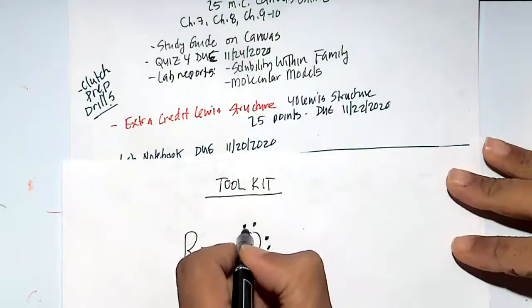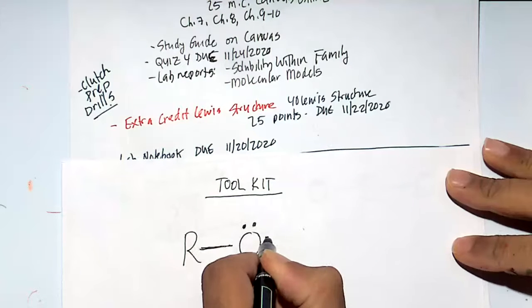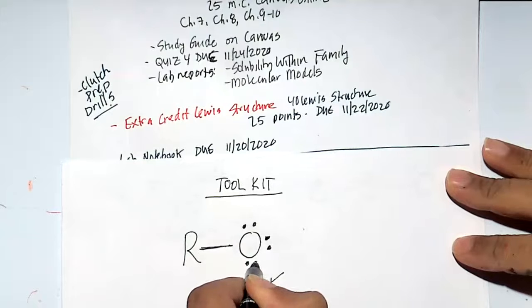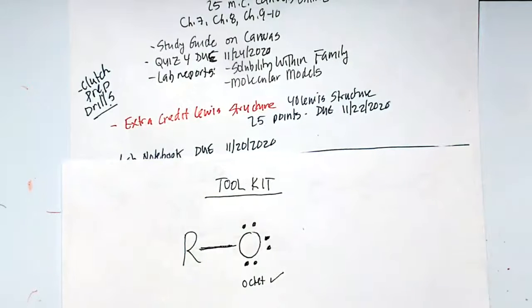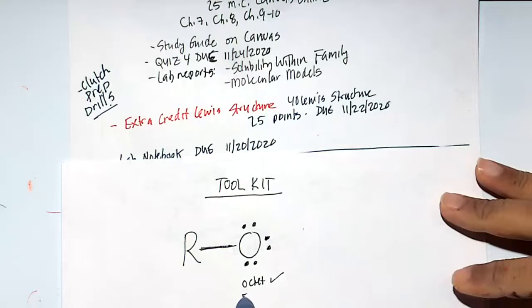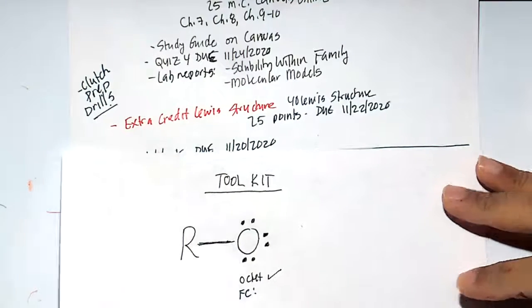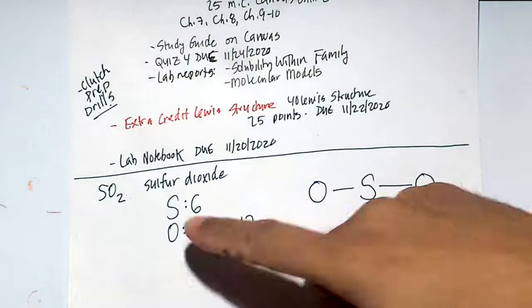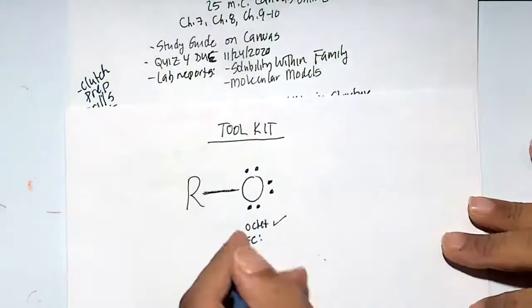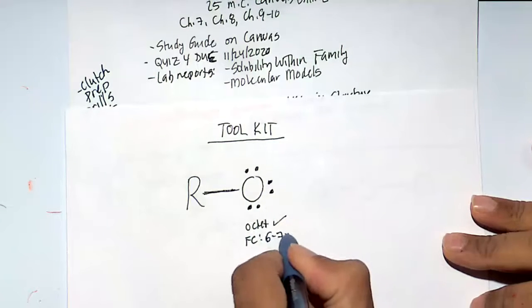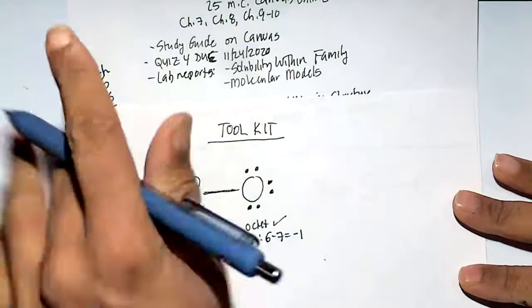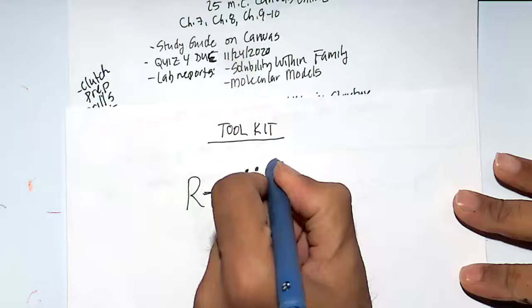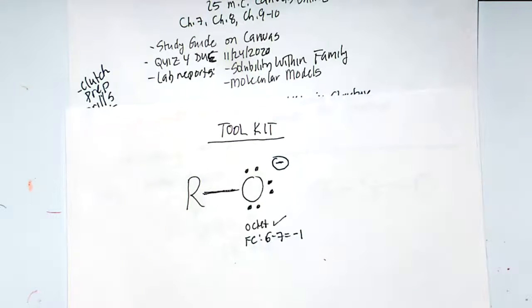Count with me. 1, 2, 3, 4, 5, 6, 7. What is oxygen happy at? Oxygen is happy at 6. What is 6 minus 7? Negative 1. So a single bond to an oxygen, forgetting about this R, will have a negative formal charge. That's one thing I want you to keep in the back of your head.